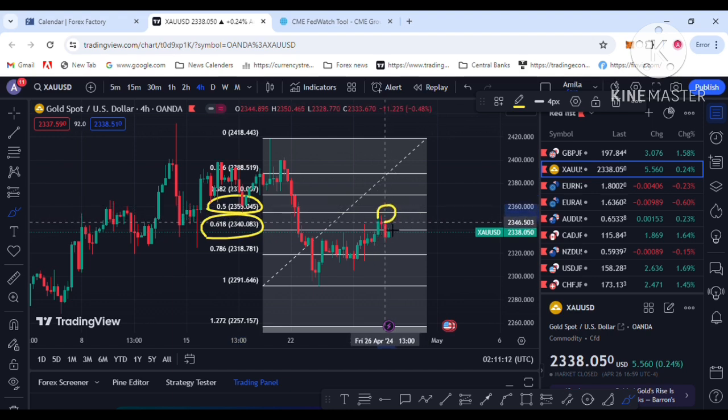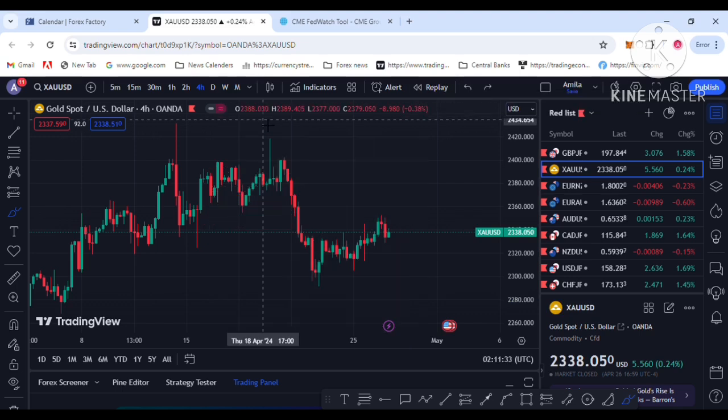So price may retest this area, the 2350 level. That is the 0.5 level, so I am expecting a retest of this area and a drop again next week. That's the Fibonacci level with last week's drop movement.